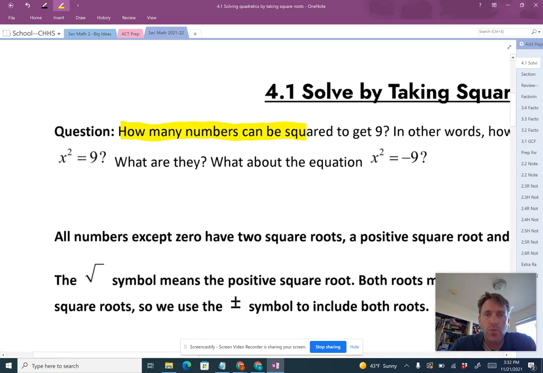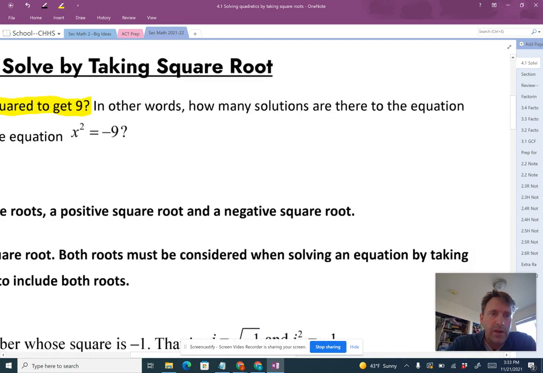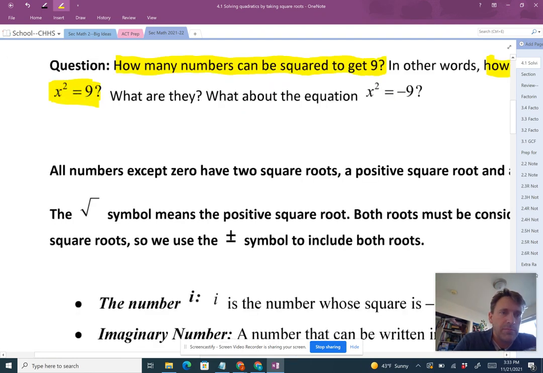How many numbers can be squared to get 9? In other words, what number can you multiply by itself to get the number 9? So just let you think about that for a moment. In other words, how many solutions are there to the equation x squared equals 9, which again is some number multiplied by itself 2 times equals 9. What are they? Also, what about the equation x squared equals negative 9?